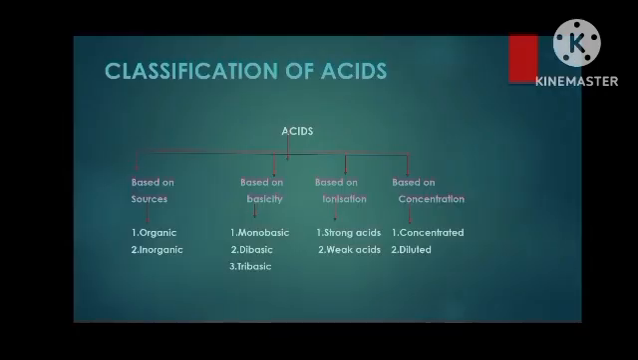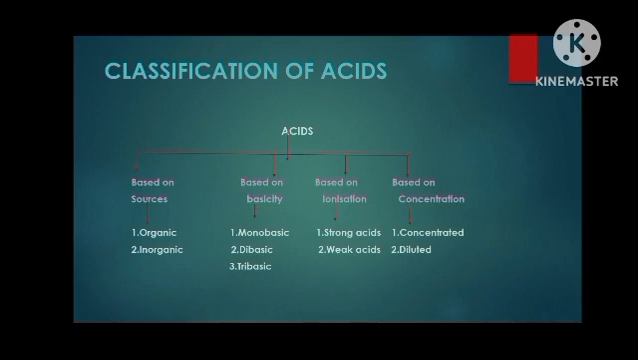Next, the classification of acids. Acids can be classified into four types: based on sources, based on basicity, based on ionization, and based on concentration. Based on sources, they are classified as organic and inorganic. Organic acids mostly contain carbon and hydrogen atoms. The inorganic acids are mostly corrosive in nature, whereas organic acids are non-corrosive.